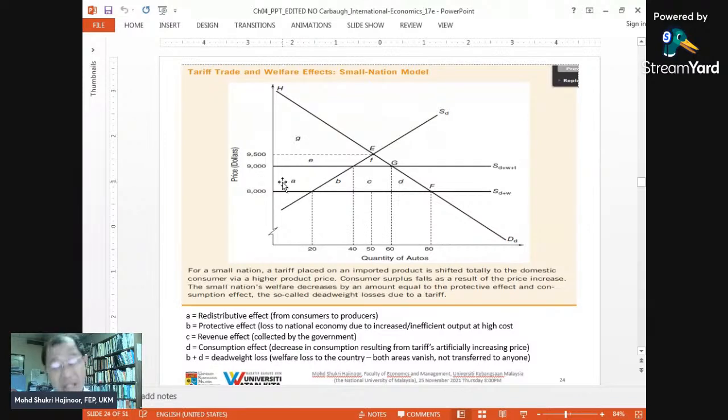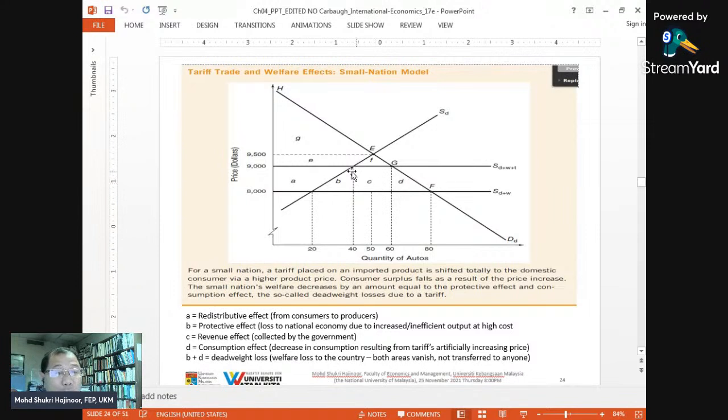Now, with tariff, first thing, the price of this good will go up from 8,000 to 9,000. And not only that, the quantity of imports will reduce. On this demand curve, now consume 60; on the supply curve, now produce 40. So only 20 is now imported, compared with previously 60. Imports was 60 units, now only 20 units. So number one, what happened after tariff? With tariff, prices go up. As a result, the quantity of imports decreases. So we are here.